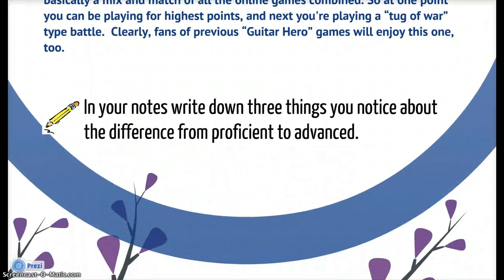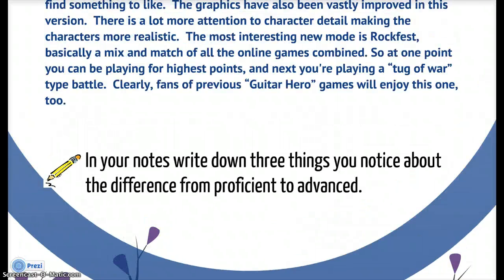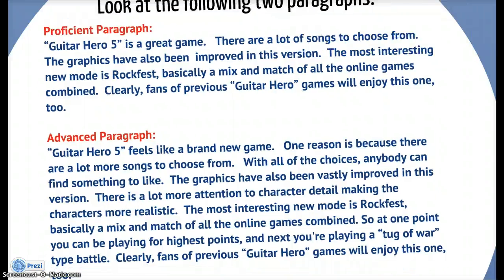Okay, so go back to your notes, and I want you to write down 3 things that you noticed that were different from the proficient to advanced paragraph. If you need to, rewind me and re-listen to those 2 different paragraphs, and you'll probably pick up some things from what I said. Okay, so now that you've paused and written about those, let's go on to the mastery paragraph.